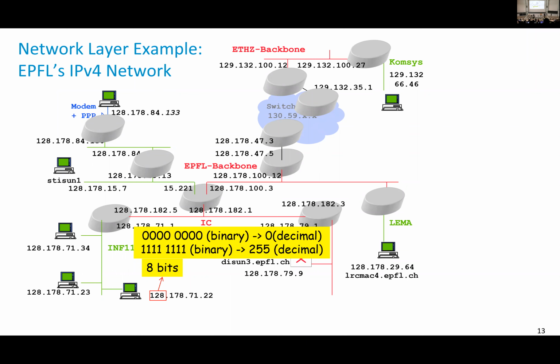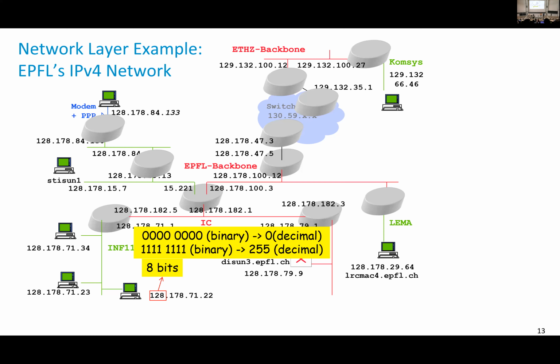4 decimal numbers that each represent 8 bits. So a decimal number that represents 8 bits is between 0 and 255. So you have 4 numbers between 0 and 255 that each correspond to 8 bits. We will constantly need those numbers, so it's useful to remember that a string of all ones corresponds to the decimal 255.